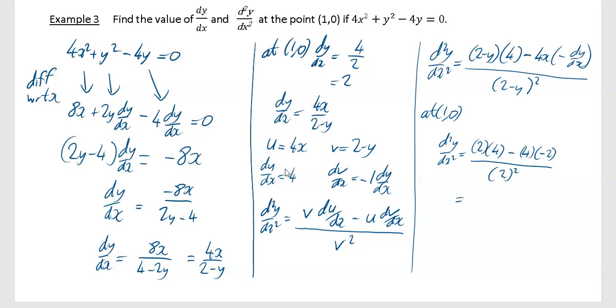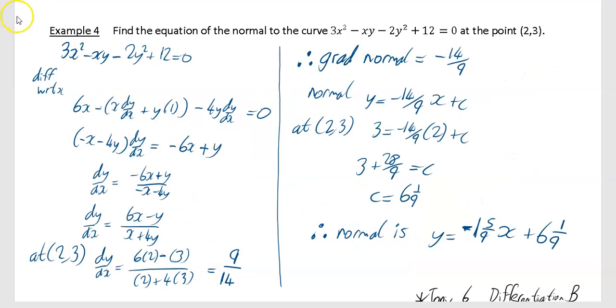Okay, that's an absolute mess, so let's tidy it up. Top line is going to be 8 plus 8, and then divided by 2 squared, which is going to be 4. 8 plus 8 is 16, divided by 4 gives you 4. So there we have it. Let's just check our question: we have found the value of dy by dx, it was equal to 2, and you've also found your d2y by dx squared is equal to 4, both at the point 1, 0.